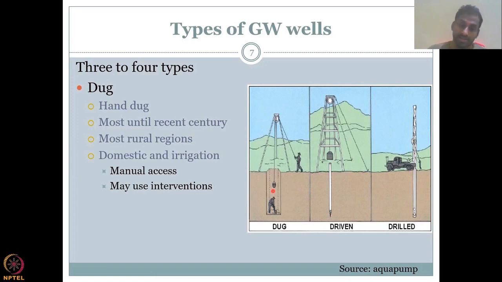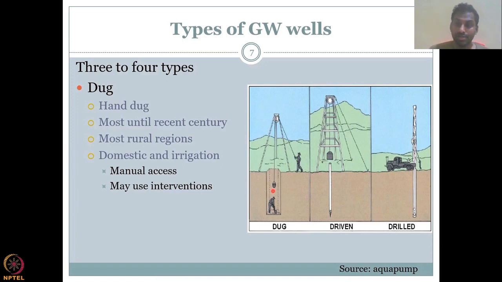Of the type of access for domestic and irrigation wells, mostly it is manual access, and you may use interventions. The interventions could be something like a pump with tandem pipes, so one pump to one pipe and another pipe, and other interventions also are available.